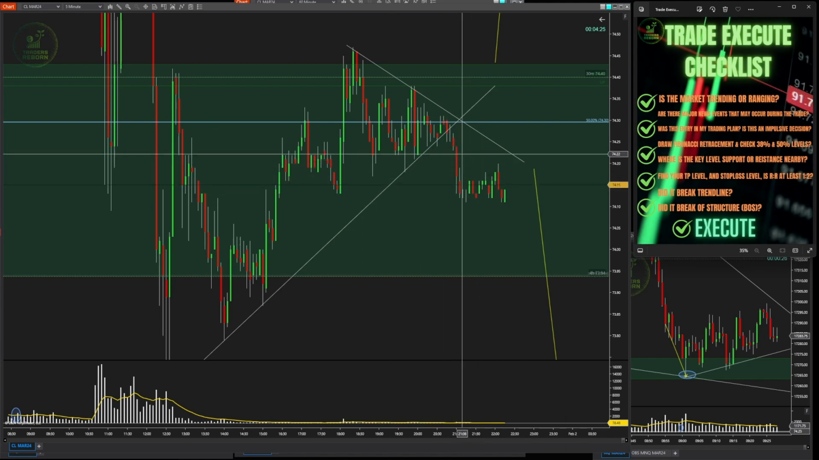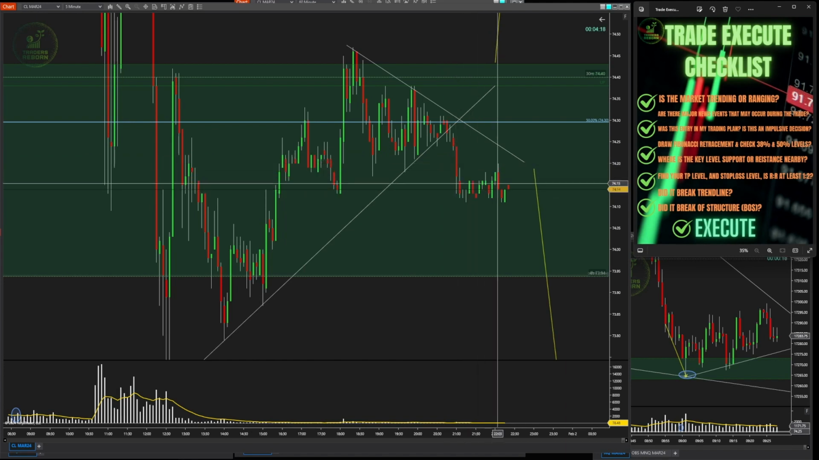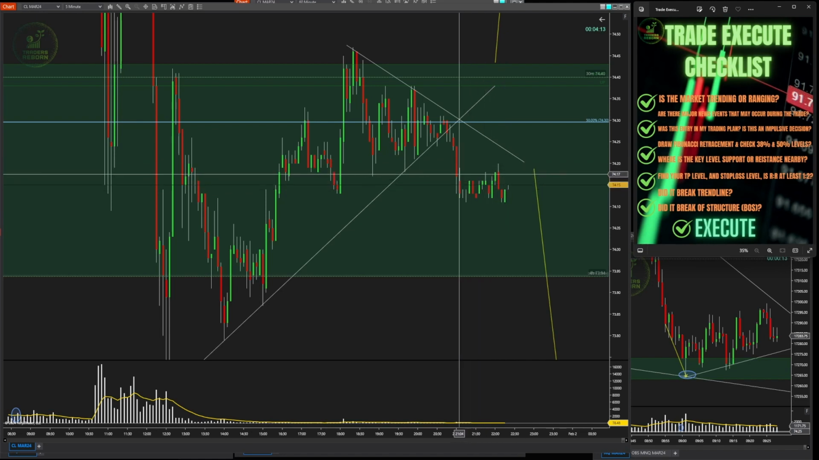And then now look, the fair value gap is here. The fair value gap now becomes the resistance. You see, the fair value gap comes down. Now this is the resistance. See, now it's just bouncing back and forth. This fair value gap right here is an indicator also.